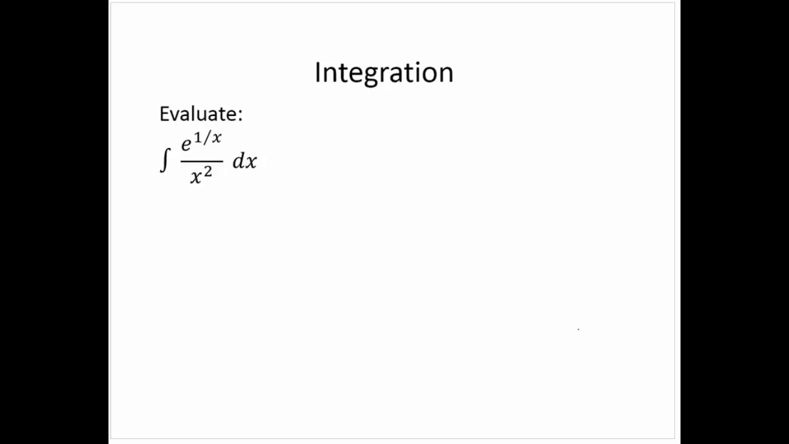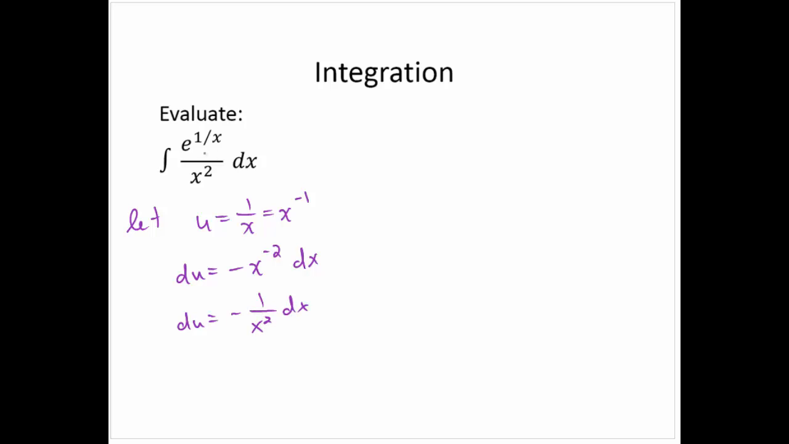All right, here's another example. We're asked to evaluate the integral of e to the 1 over x squared dx. Again, this doesn't look simple. I'm going to try a substitution. What if I try u equals 1 over x? Well, recall that that's the same as x to the negative first. And so then du would be negative 1 x to the negative second dx. And I can write that as negative 1 over x squared dx.